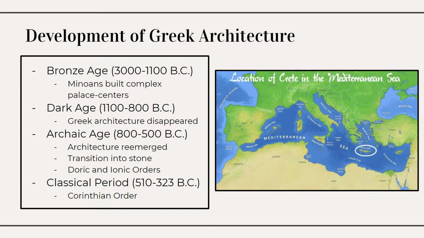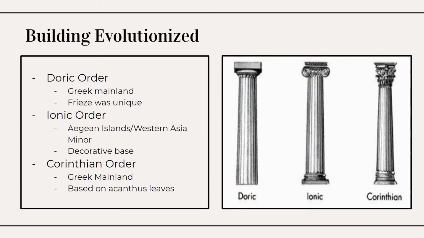So, another thing in the Archaic Age, we have the Doric and Ionic orders that came about. I'll talk about them in the next slide, but they were basically a building style of the columns. And then in the Classical period, we have the Corinthian order that came later. So like I said, the building became evolutionized. They went from wood to stone, and now the orders.